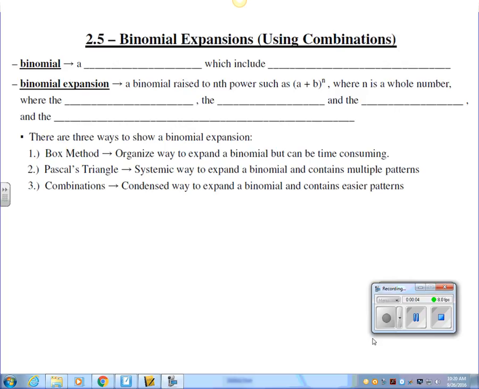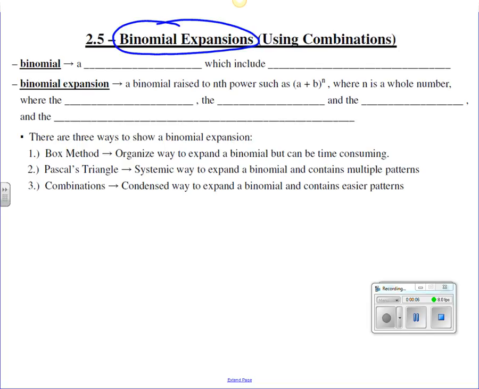Okay, today we are doing binomial expansions. So a binomial, how many parts does a binomial have? Two parts. I'll say two-term, okay? A two-term expression is actually what goes in that blank. It's a two-term expression which include one or more variables.